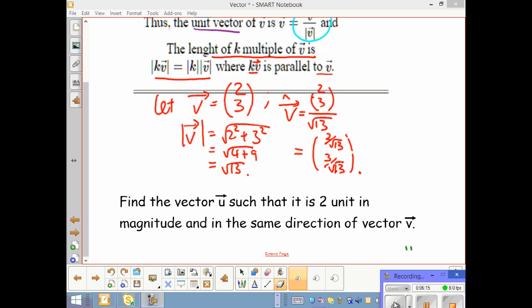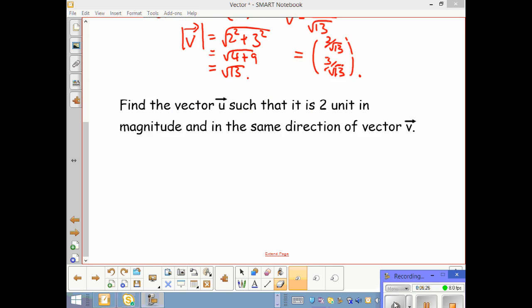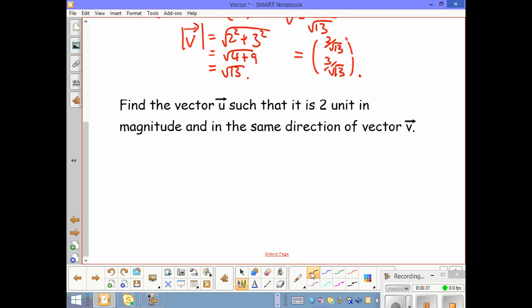So now let us look at another example. This says to find the vector u such that it is 2 units in magnitude and in the same direction as vector v. So what we need to know then, basically in this case, is that u is just 2 times the unit vector v. So I get the unit vector v as 2 over square root of 13 and 3 over square root of 13.